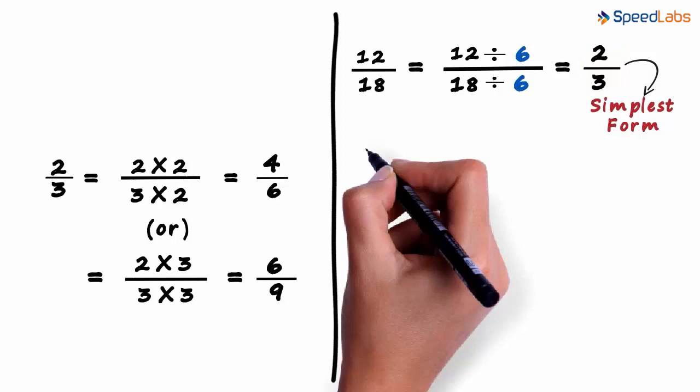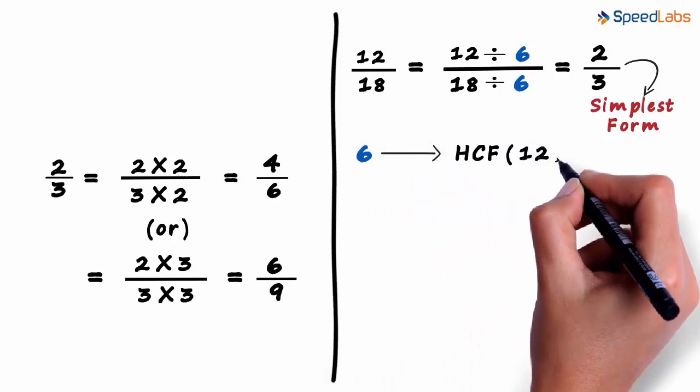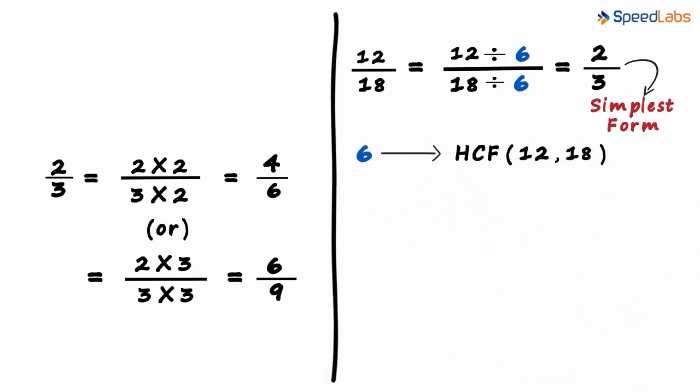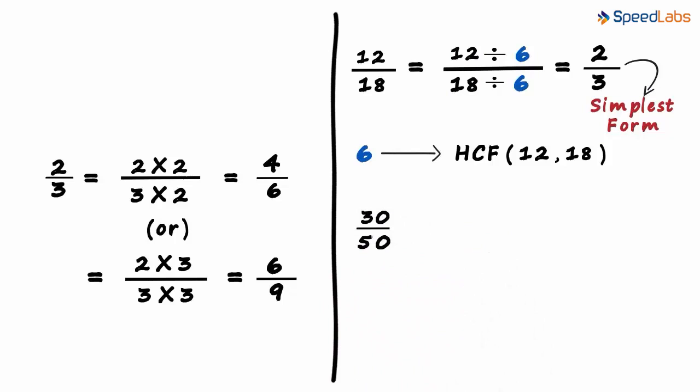That's cool, but how did we know what number we are supposed to divide them by? The number 6 is in fact the highest common factor of the numerator and the denominator. If we divide the numerator as well as the denominator by their HCF, we get the simplest form. Say we have a fraction 30 by 50. And let's assume that you do not know what their HCF is.